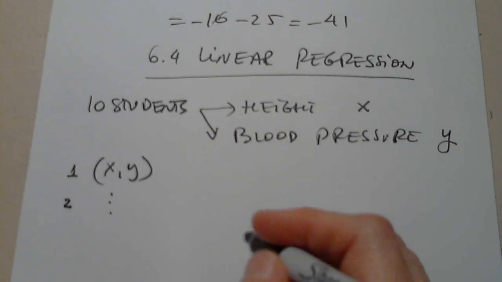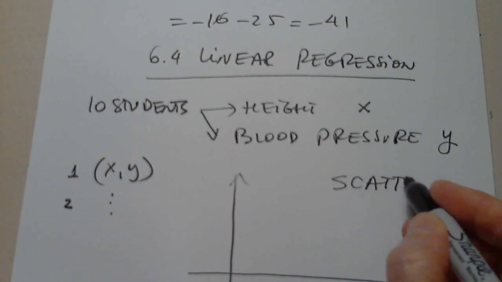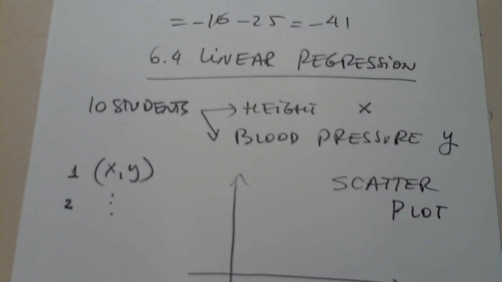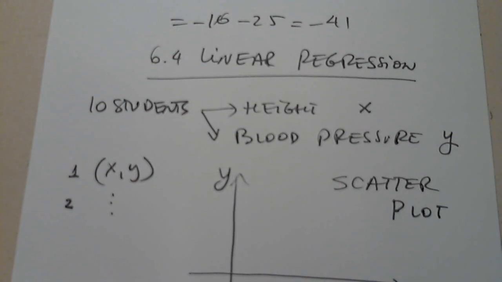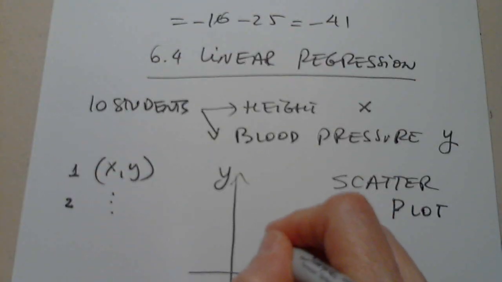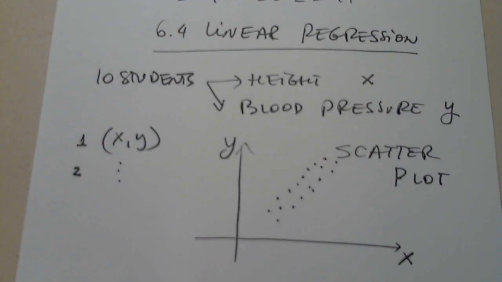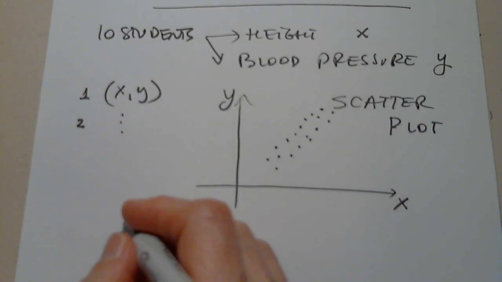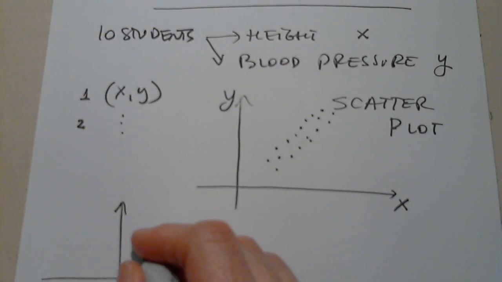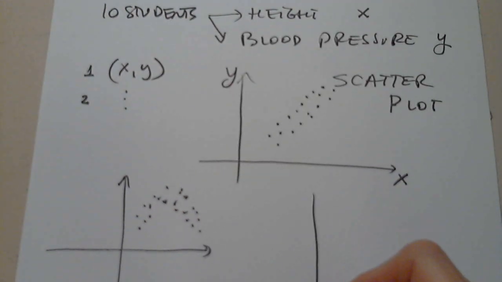Here's what I do next. I create a scatter plot. X is on the x-axis, y is on the y-axis. Of course, this is the height and this is the blood pressure. And I create a cloud, so to speak. I put the points for each and every one of my students. And let's suppose the cloud looks like this. It's not a cloud, it's a scatter plot. Let's say it looks like this. Let's say it looks like this.